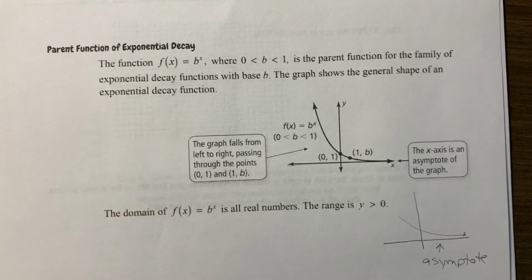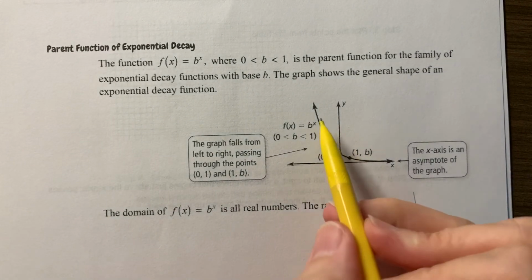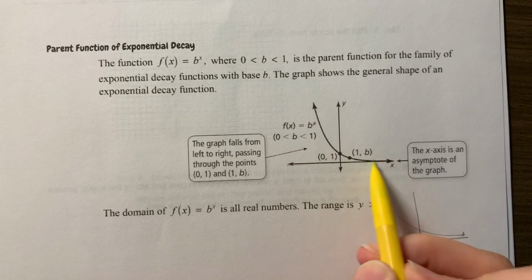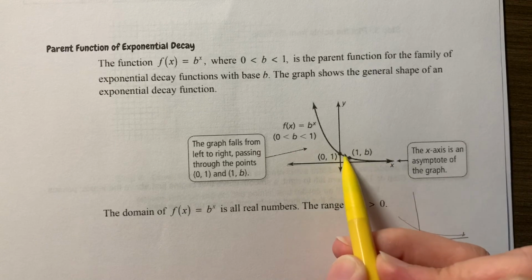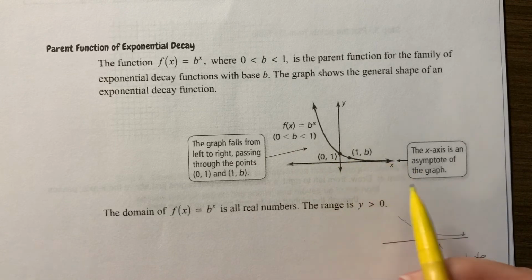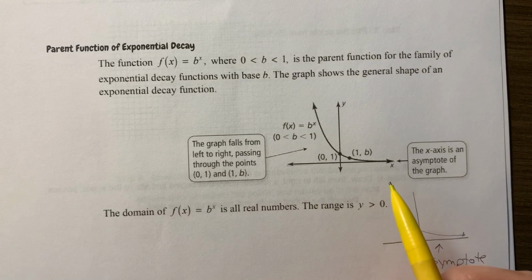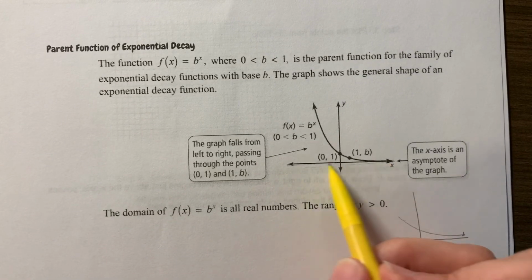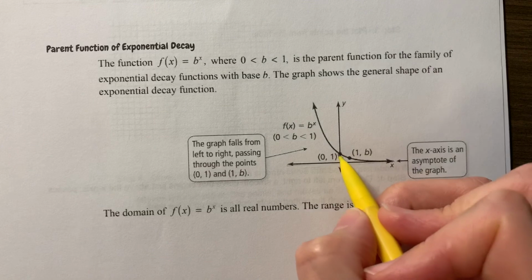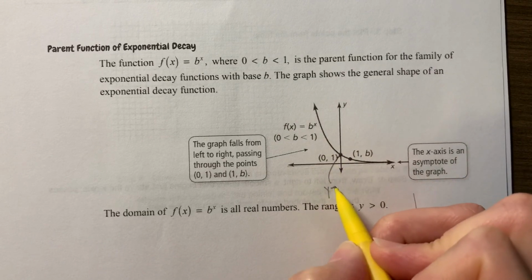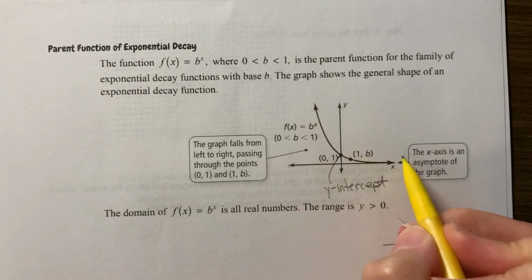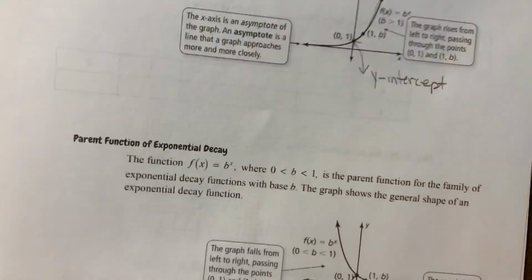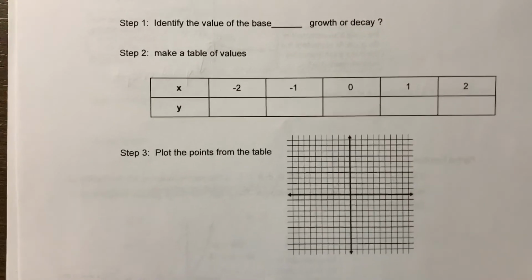This is a decay. So as you move from left to right, this one's going down from left to right. So as x gets bigger and bigger, your y values are going to get smaller and smaller and smaller. We'll see that when we do some graphing. So same asymptote, the x-axis, same y-intercept, 0, 1. Decay, growth. Okay, I am going to stop, and the next video will have the examples in it.